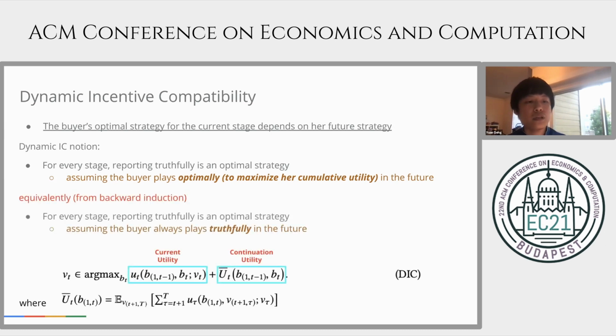However, this definition is difficult to operate on because it has an optimization problem within it. It turns out that there is an equivalent definition by backward induction. Instead of assuming the buyer plays optimally in the future, we assume the buyer always plays truthfully in the future. In other words, the buyer reporting truthfully would be a strategy that maximizes the buyer's current utility and the buyer's continuation utility. And here, the continuation utility is a function that only depends on the buyer's historical bids, because we assume the buyer will play truthfully in the future.